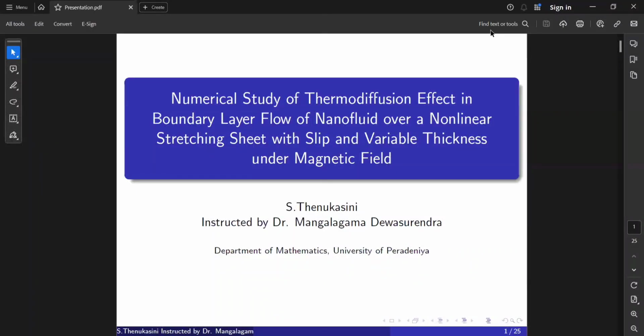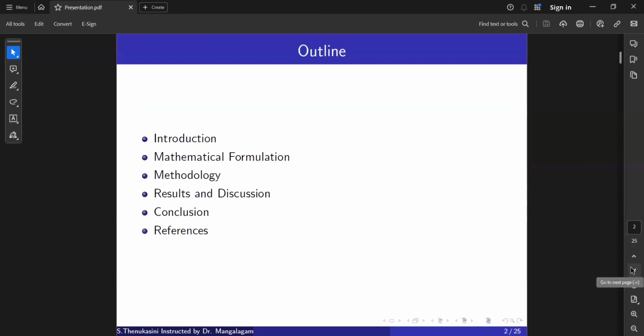Hello everyone, I am Tenu Hasini, my supervisor Dr. Mangalagama Devasurendra. Today we are here to discuss a numerical study of thermodiffusion effect in boundary layer flow of nanofluid over nonlinear stretching sheet with slip and variable thickness under magnetic field. This is the outline of our research.